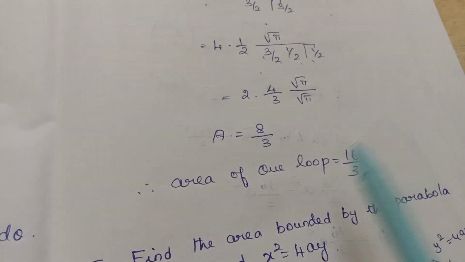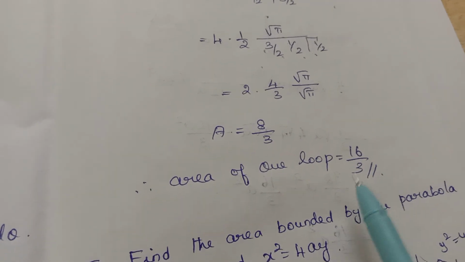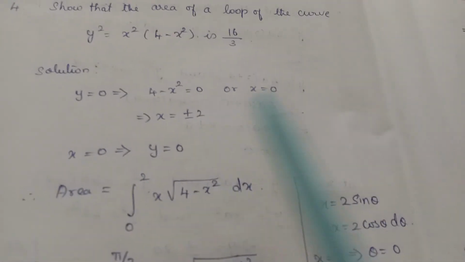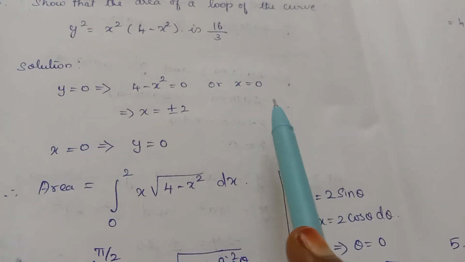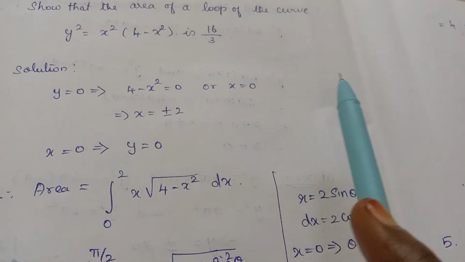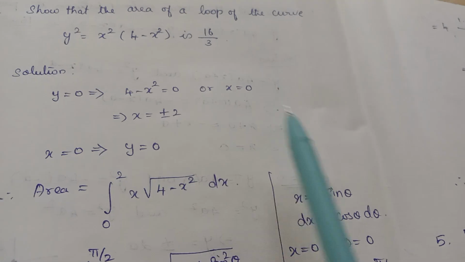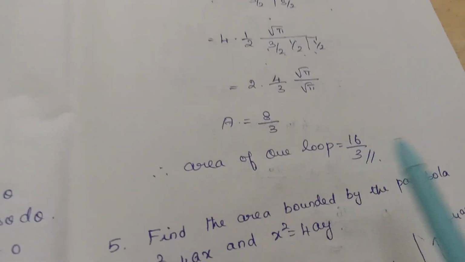Okay, and the area of one loop is 16 by 3. Why is it 16 by 3? See, here x varies from minus 2 to plus 2, no? So that means it will come in both the loops, two loops, that will come in the second quadrant also. That you have to multiply by 2. So it will be 16 by 3.